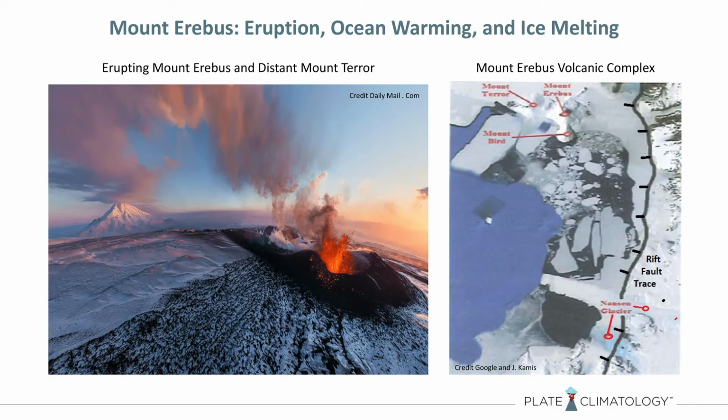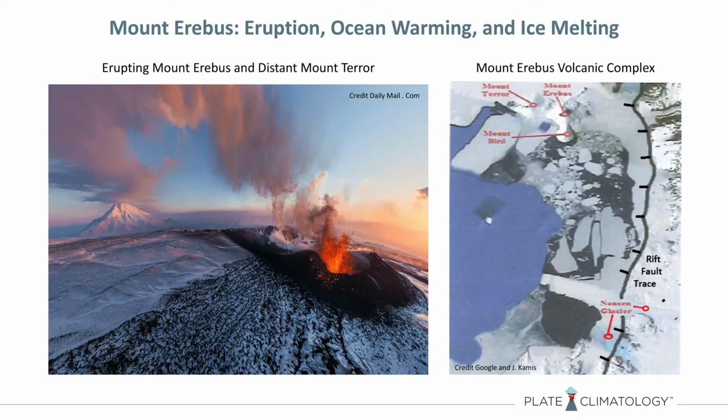The right image places Mount Erebus, marked there, and two other volcanoes in this area in perspective. Of note, on the right is a black hatched line. This line represents the easternmost major bounding fault of the Antarctic rift. So you can see also on this image large chunks of ice in the bay water that are breaking up. You can also see something marked down to the south there called the Nansen Glacier.